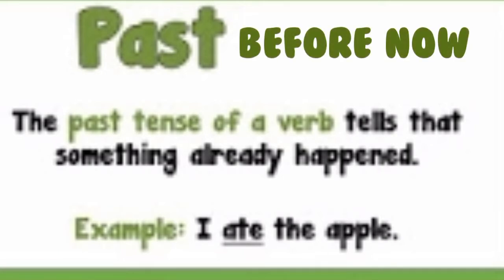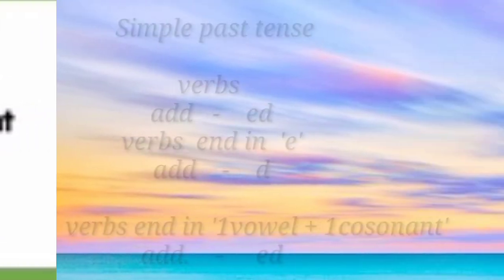Past tense means before now. The past tense of a verb tells that something already happened. Simple past tense tells us about the action that has taken place earlier, which is already over. See the example, I ate the apple. That means this action is completely over. So when we talk about the action which is performed in a past period of time, it comes under past tense.